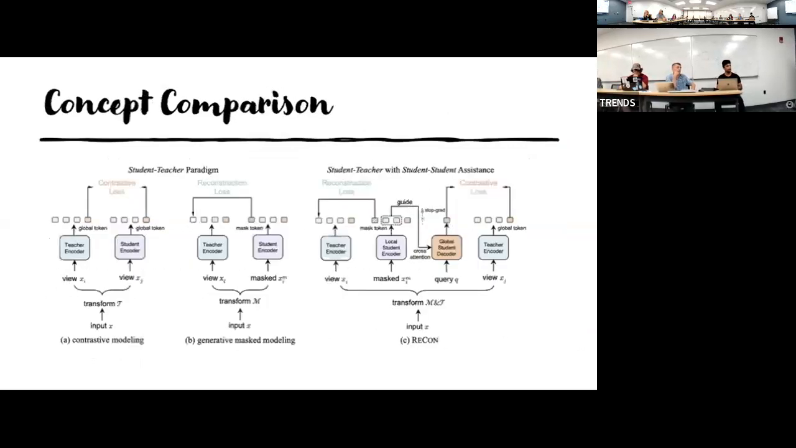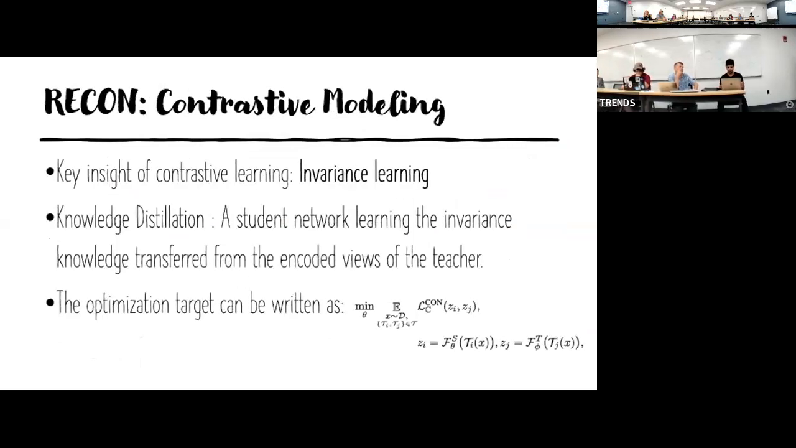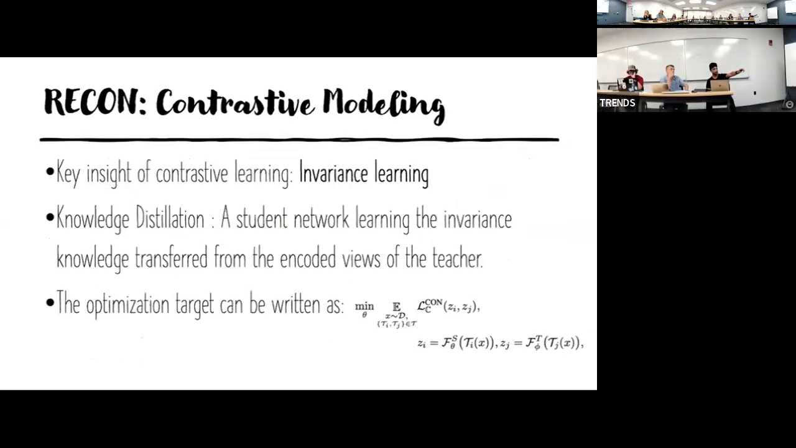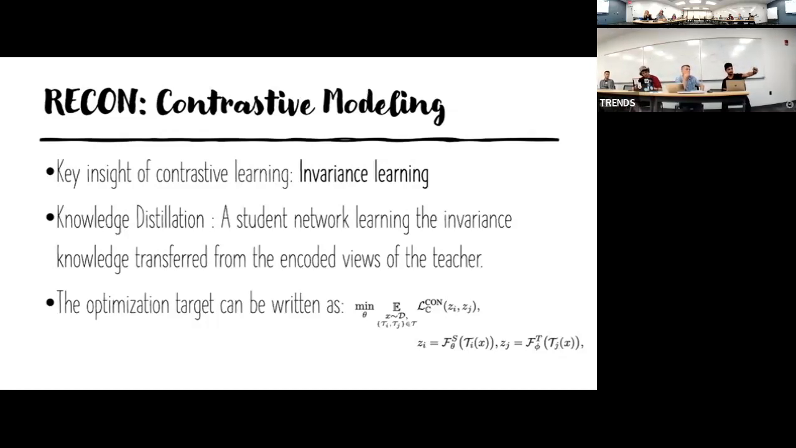So the invariance learning is something that I just explained to you. They're just taking one image, generating views from that one image, and from those views they will be doing some downstream tasks. The optimization target for this is the loss for reconstruction, and then you have the two views which I mentioned in the previous image.